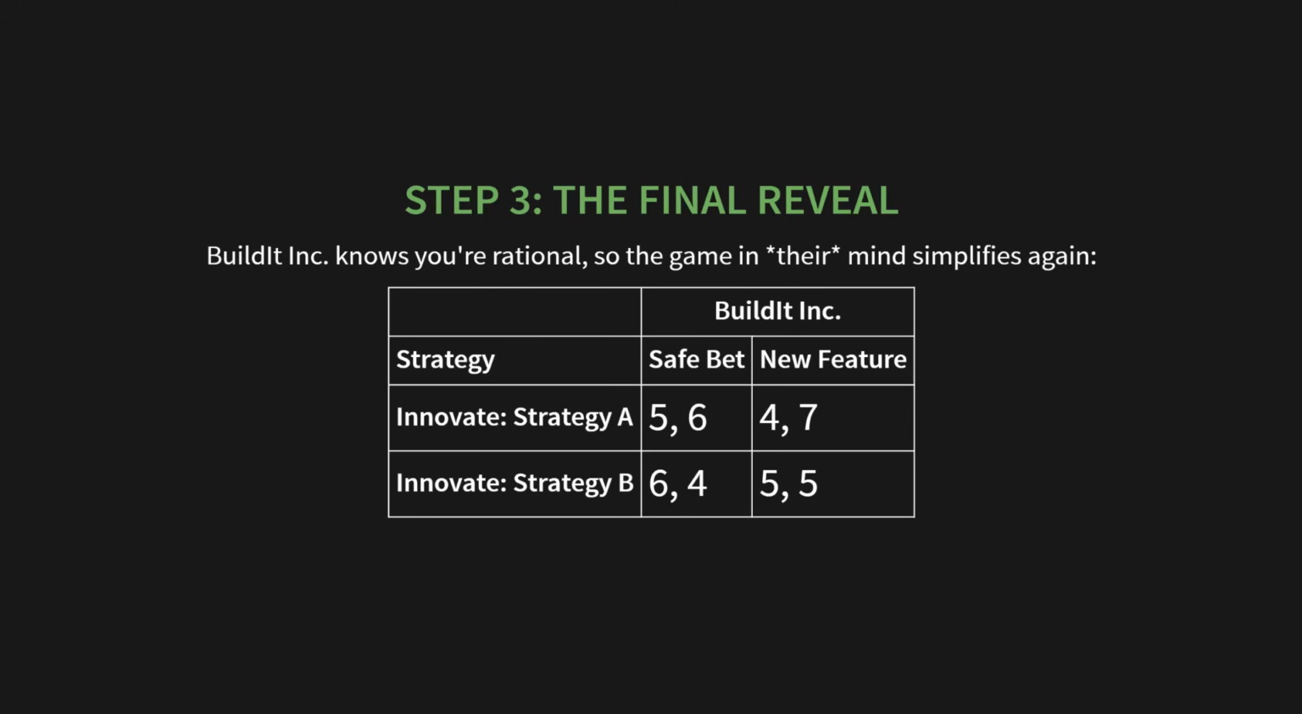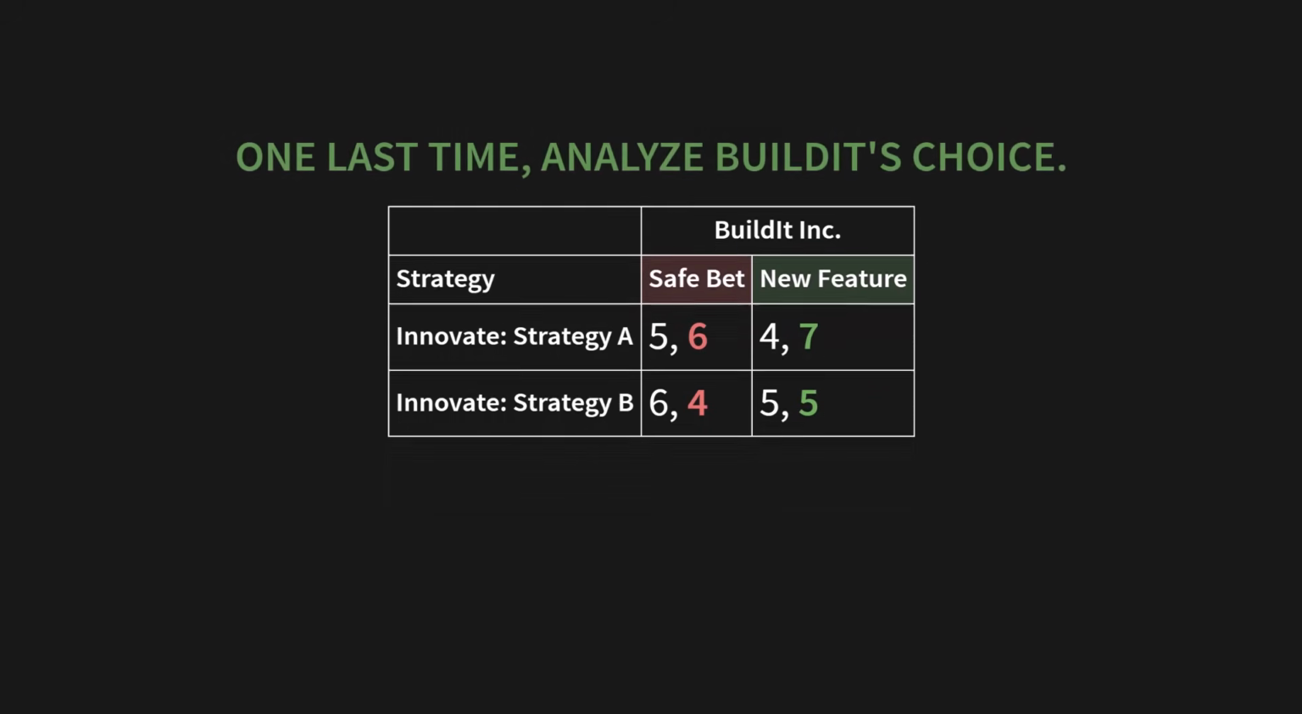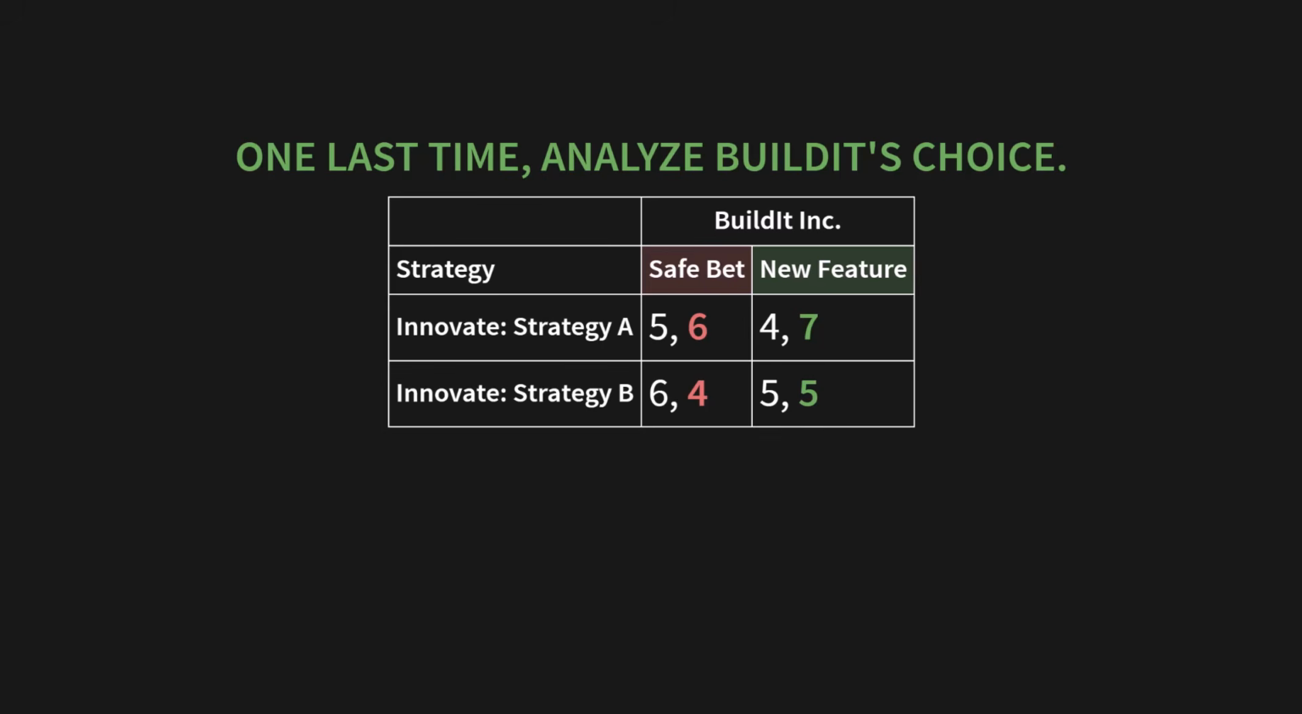Step 3. The final reveal. Build It Inc. knows you're rational, so they know you just eliminated strategy C. The game in their mind simplifies again. Look at this tiny 2x2 box we're left with. One last time, analyze Build It's choice. If you play strategy A, they'd prefer new feature. 7 is better than 6.